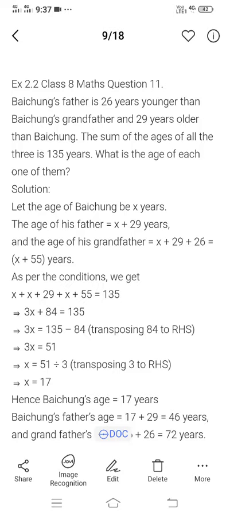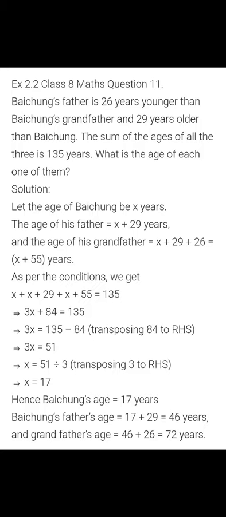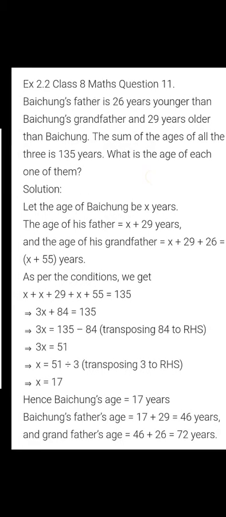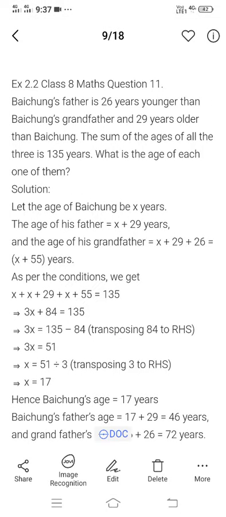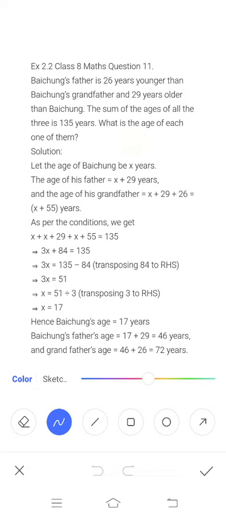So we don't know what is the age of Baichung's father and Baichung's grandfather. So all the three are unknown. So they have given the condition for father and grandfather. So first let us assume the age of Baichung as x years. So what is the age of father?